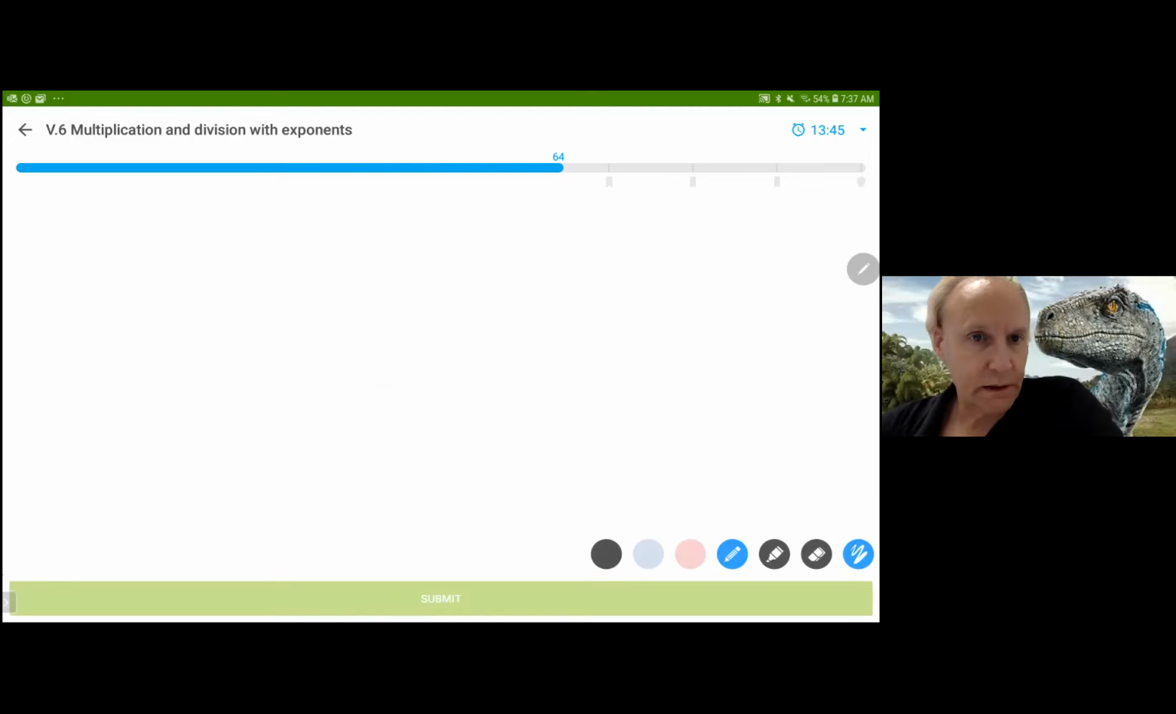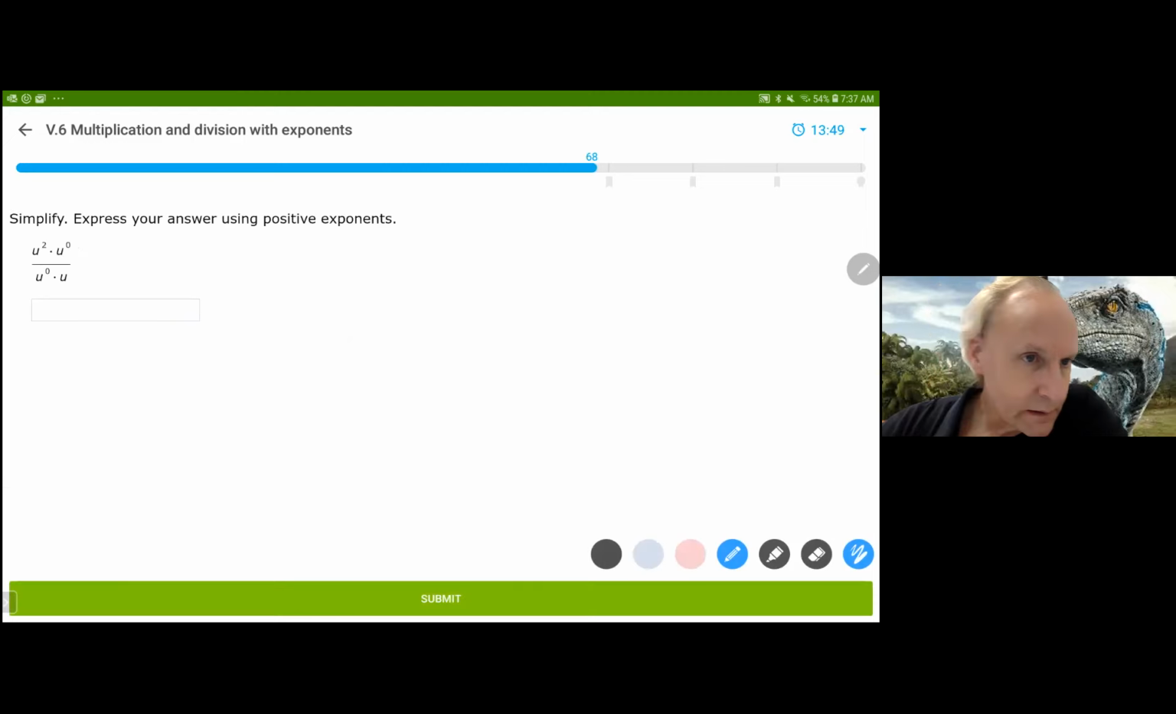I'm hoping I can get some more combinations of variables, but if they don't, that's okay. Yeah, it looks like they're going to stick with the same.